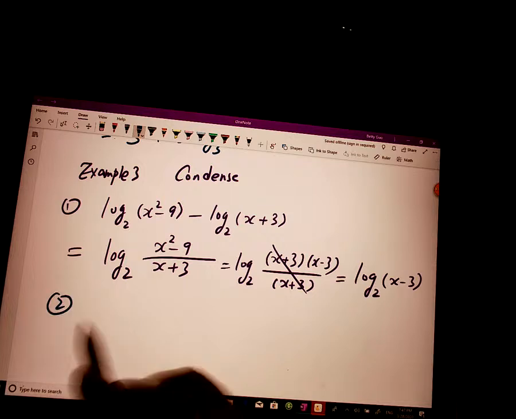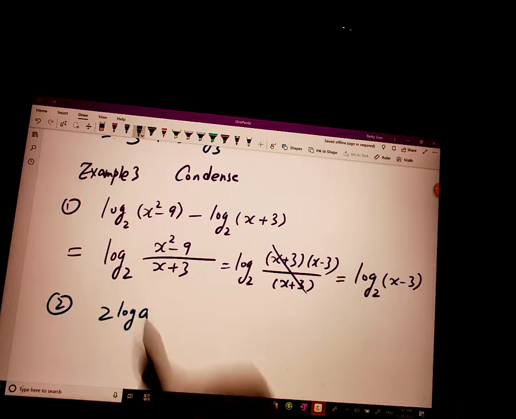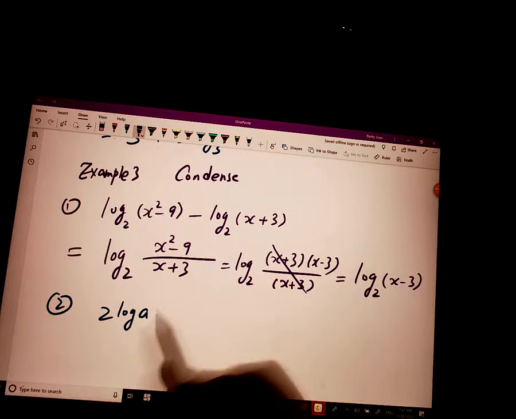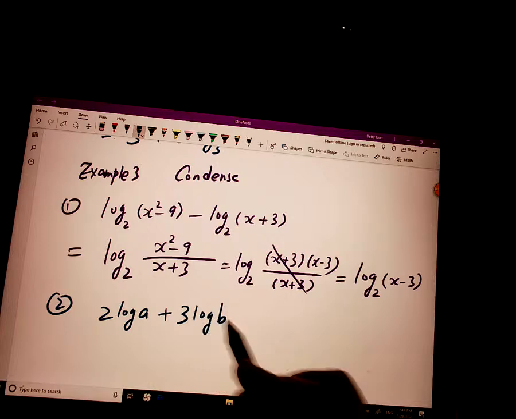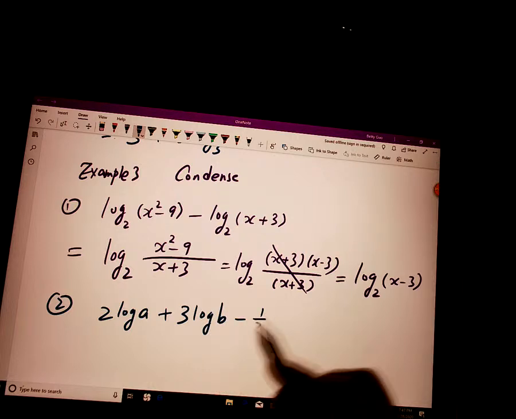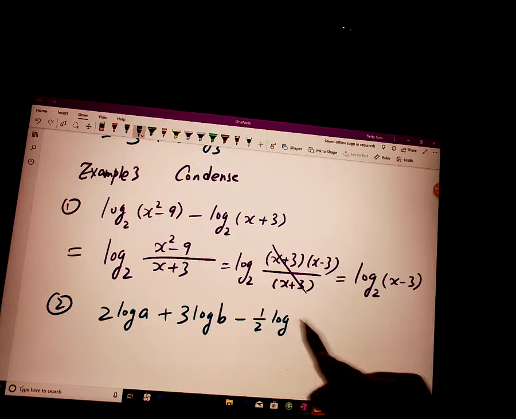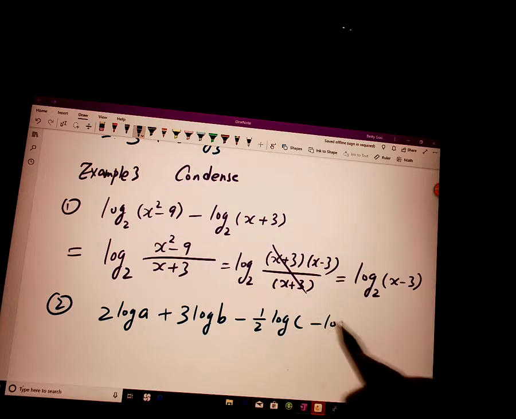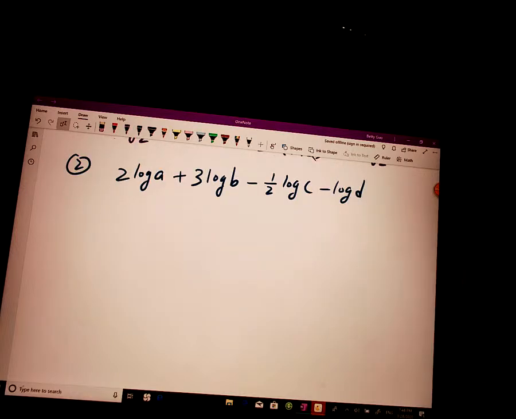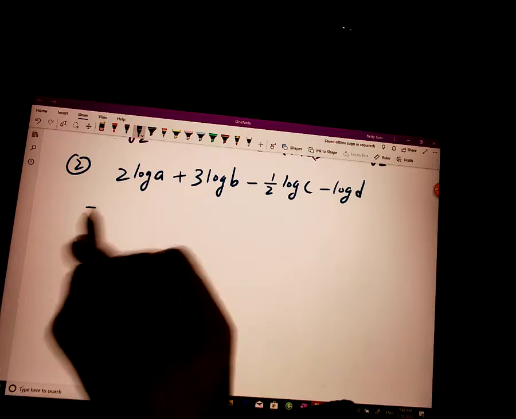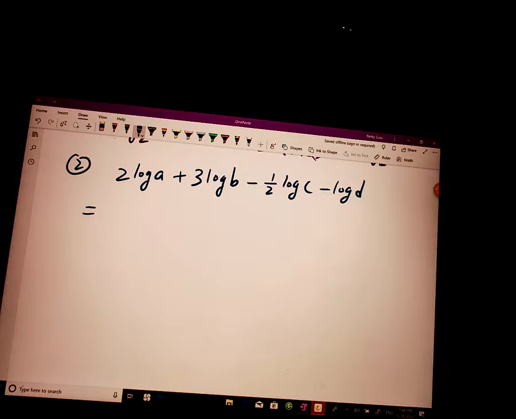Number 2. 2 log with no base. No base means the base is 10, right? Common logarithm of a, plus 3 common logarithm of b, minus half common logarithm of c, minus common logarithm of d. That's a long expression. We're going to condense it as one single logarithm. All right, let me double check. Did I copy everything correctly? 3, negative half. Okay, yeah.